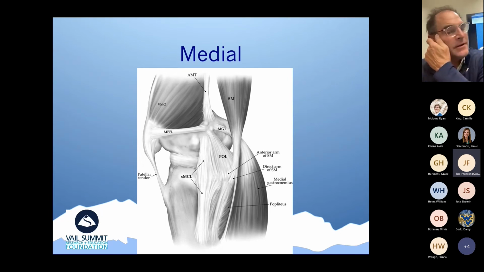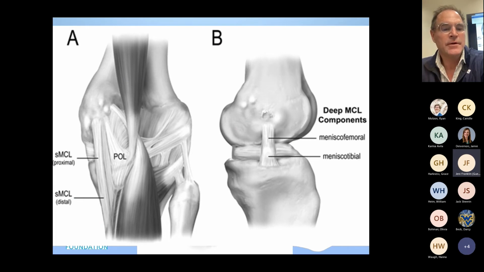The posterior oblique ligament is really just an expansion of the capsule back there. Same type of thing. So here we can see a slightly different view in the next layer, the superficial MCL, proximal distal posterior oblique ligament. You've got the adductor, the medial head of the gastroc there, and the semimembranosus coming down to the posterior oblique.